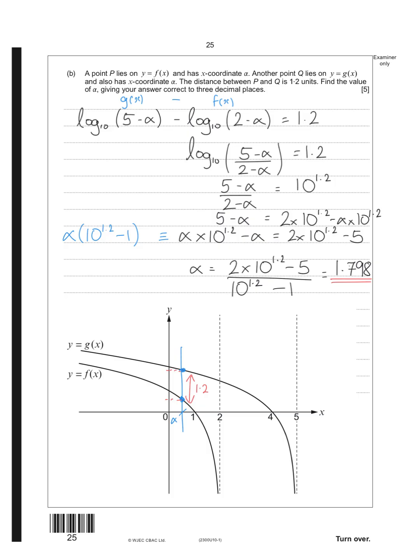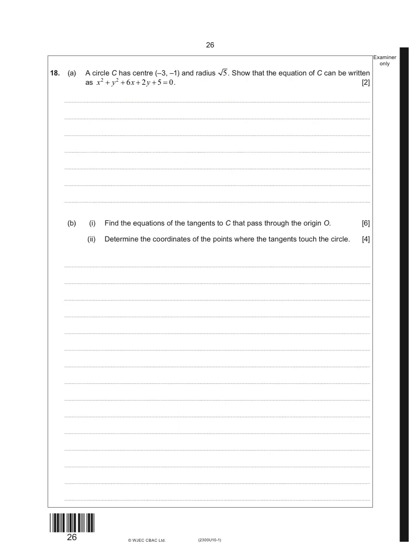Moving on to what I think is the last question. Yeah, question 18. Circle geometry. Okay, a circle has centre, that, and radius, that. Show that it can be written like that. Well, we know that the equation of a circle can be written as x minus the x ordinate of the centre, so x minus minus 3, all squared. Same thing for y, y minus, and in this case minus 1, and then that's equal to r squared. Okay, so I've got x plus 3 all squared plus y plus 1 all squared equals 5.